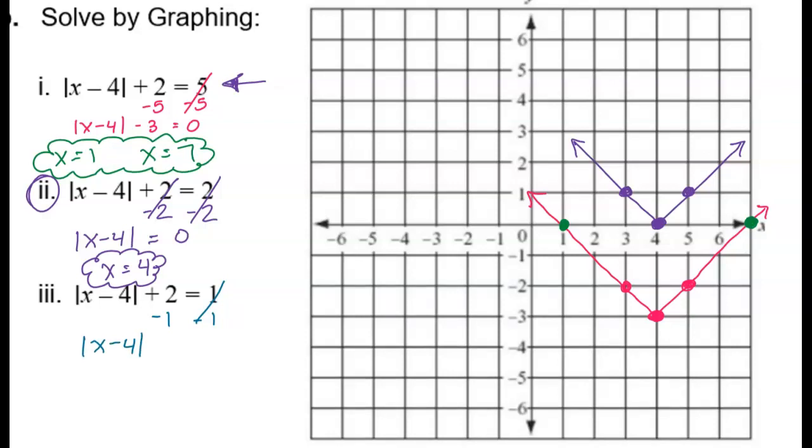And then I have to do 2 minus 1. And what do I get? 2 minus 1. And what do I get? Yuri? 1. So the absolute value of x minus 4 equals 0.